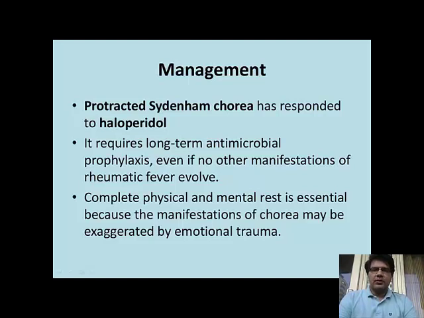And complete physical and mental rest is essential, because in chorea it is aggravated by very emotional events, right? So the patient will start shouting or doing things in a very explosive fashion.